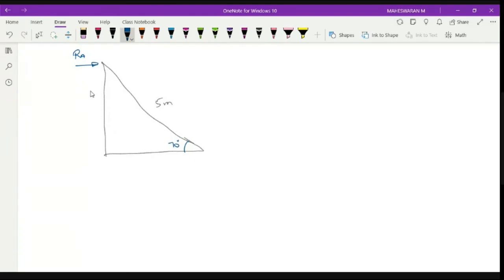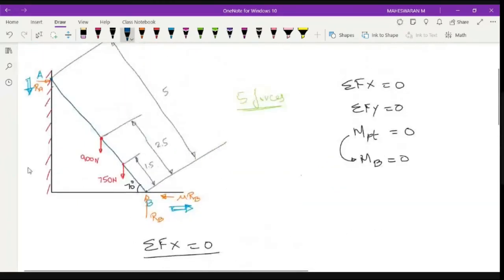So perpendicular distance should be vertical distance, right? So what I can do, I can equate it. So I can take sine 70 is equal to this x by 5. So what I'll get is 5 sine 70, right? So what is the value you are getting? 4.698. Yeah, you are getting x is equal to 4.698 meter. So which means this distance is 4.698.